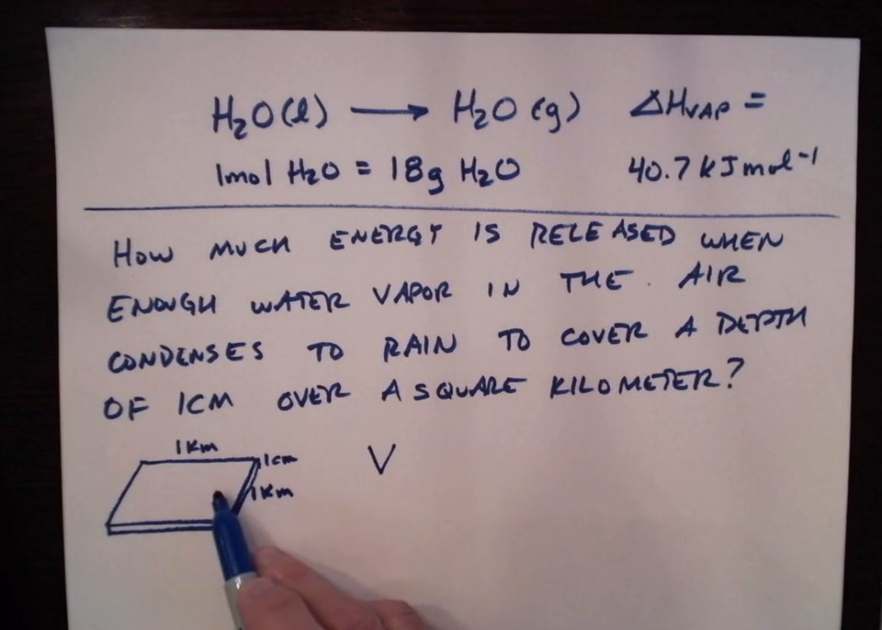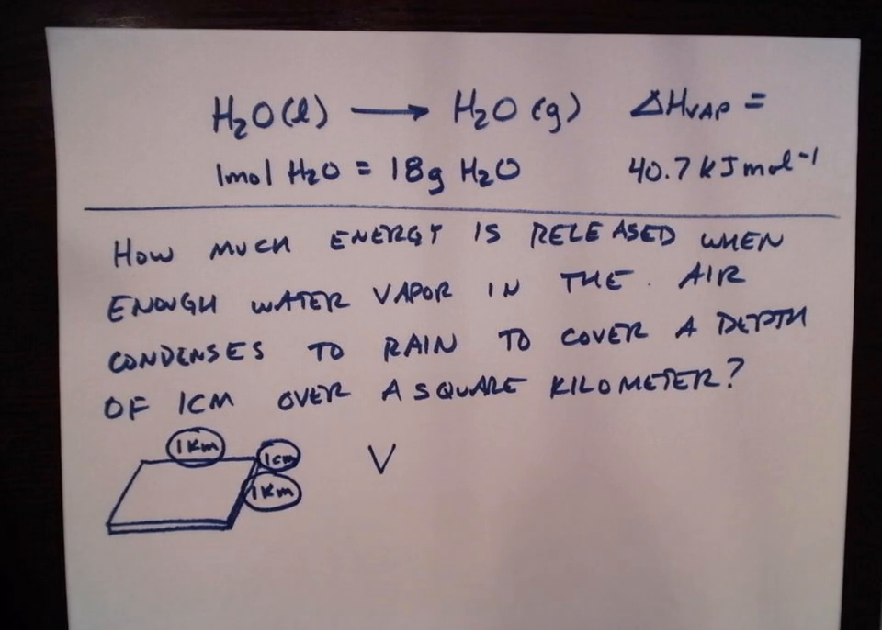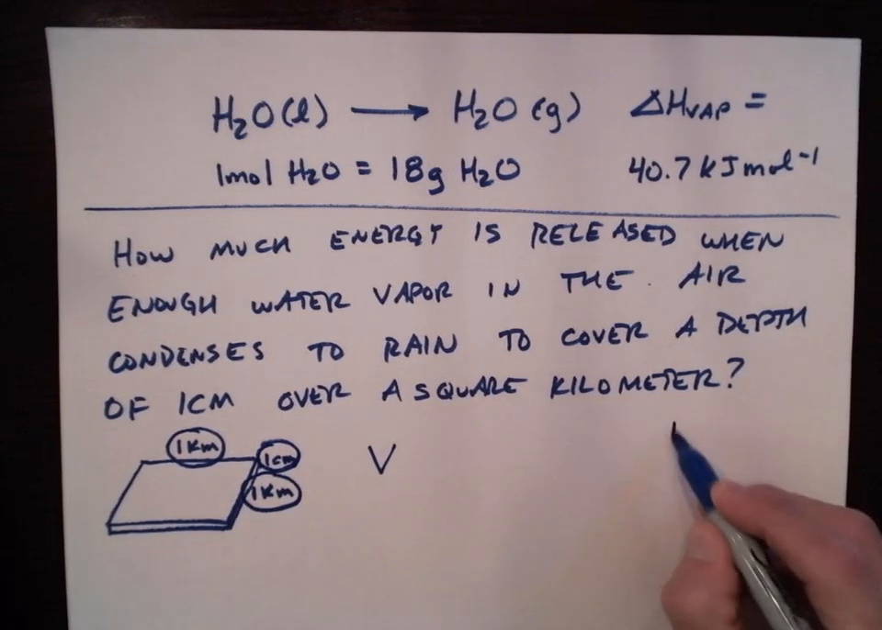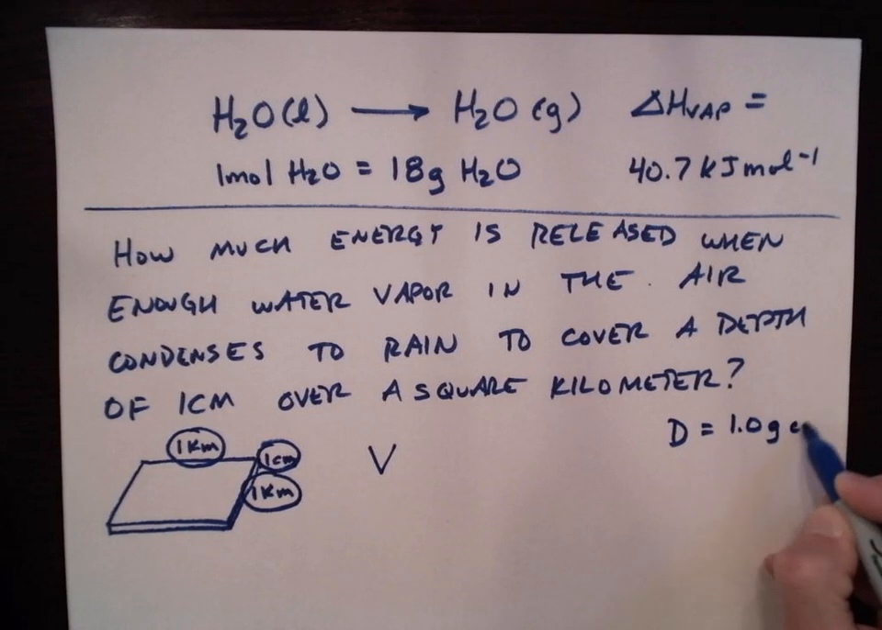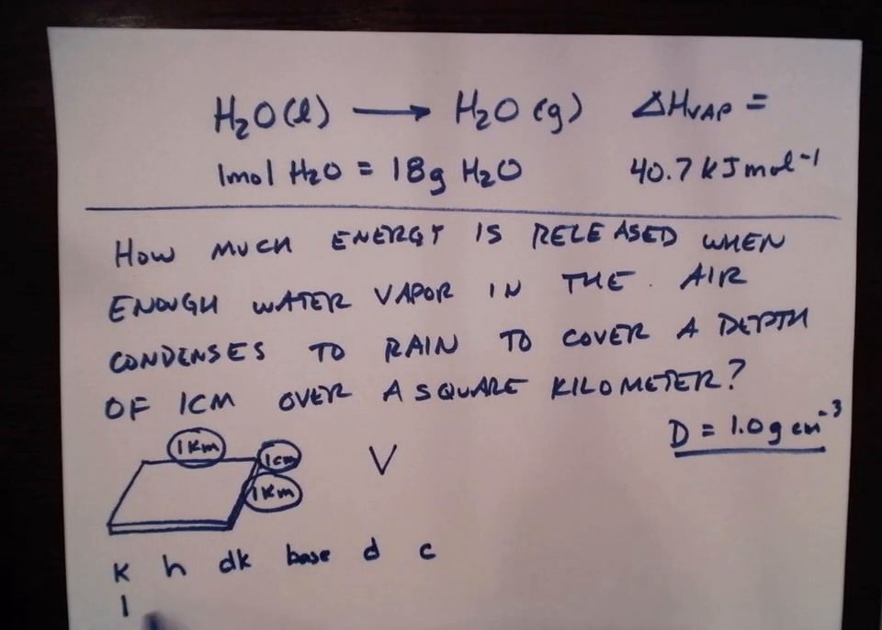The volume is going to be the length times the width times the height, but these units don't talk to each other, right? We got kilometers and we got centimeters. Because I know the density of water in grams per centimeter cubed, it's 1 gram per centimeter cubed, I want to convert all of these from kilometers to centimeters. So I'm going to get out my handy chart here. If you remember, kilo, hecto, deca, our base unit, deci, centi.